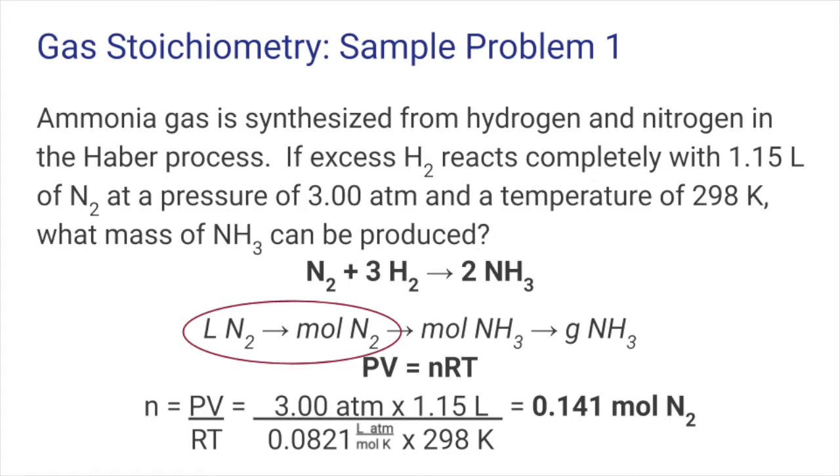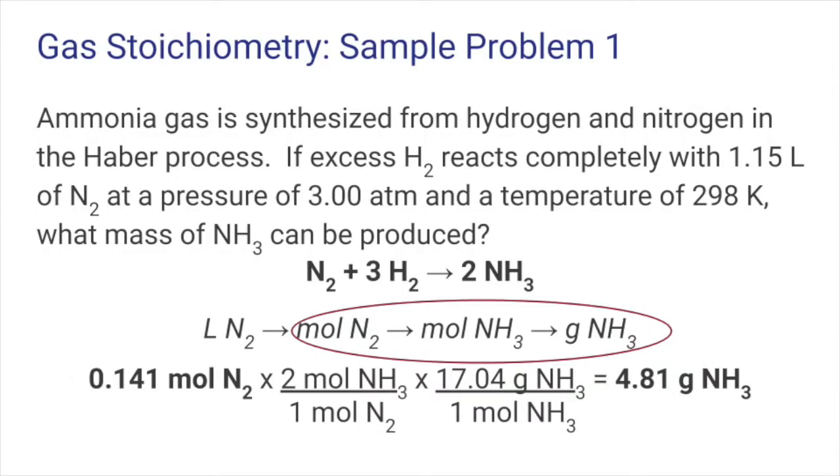Then we'll do some dimensional analysis to finish the problem. We'll take the 0.141 moles of N2 from the previous calculation and convert it into moles NH3 using the stoichiometric coefficients from the balanced equation. We'll then use the molar mass of ammonia to convert the moles of NH3 into grams of NH3. Ultimately, we'll discover that we'll be able to produce 4.81 grams of ammonia from this volume of nitrogen gas at this pressure and temperature. Awesome sauce.